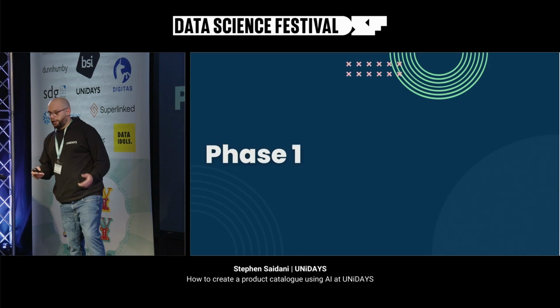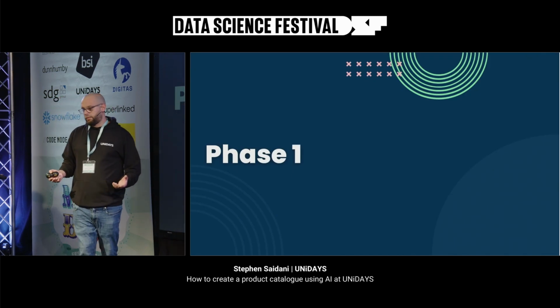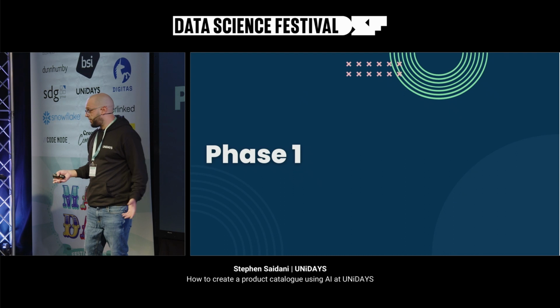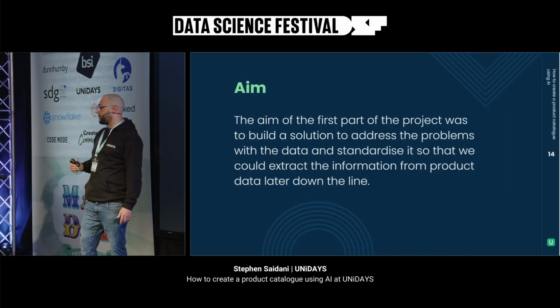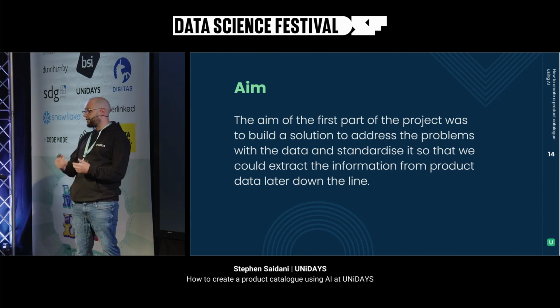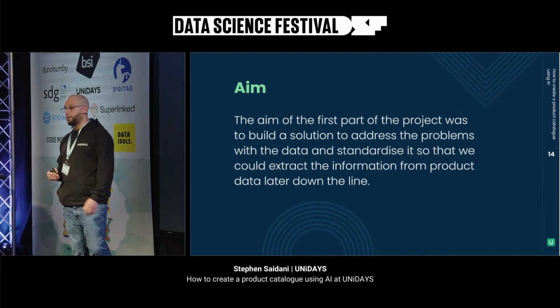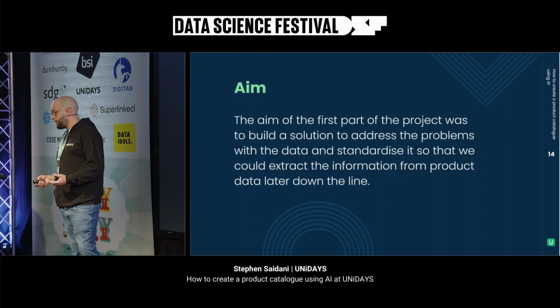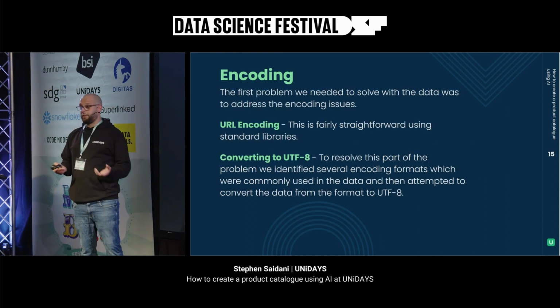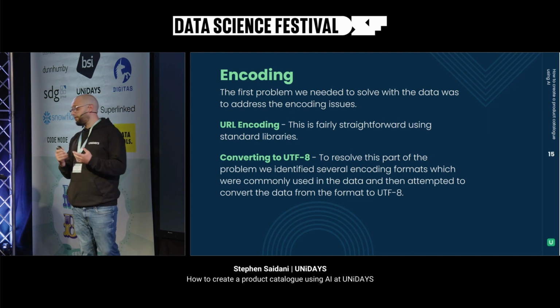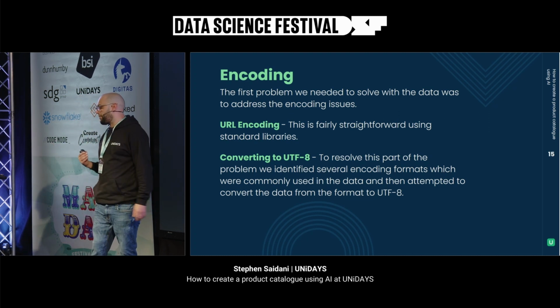So we then go into phase one of this project, which was trying to resolve all of this. The aim of the first part of this project was to build a solution to address the problems with the data and standardize it so that we could extract the information from the product data later down the line. So how did we go about doing this? Firstly, we had to deal with all of the encoding. There were two main problems in that.